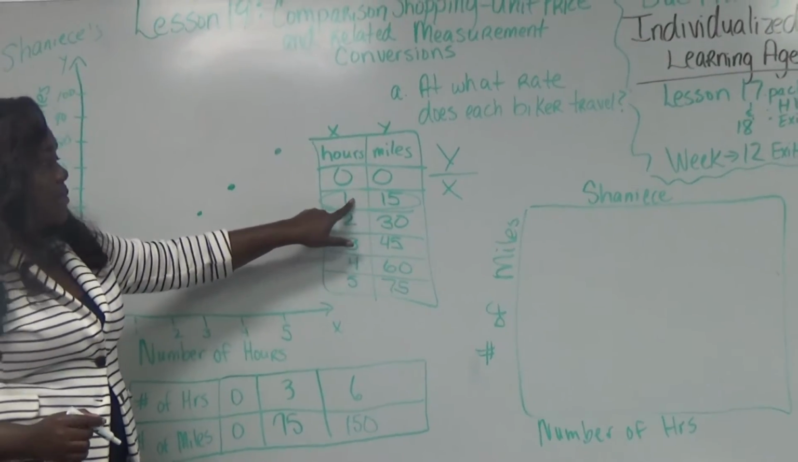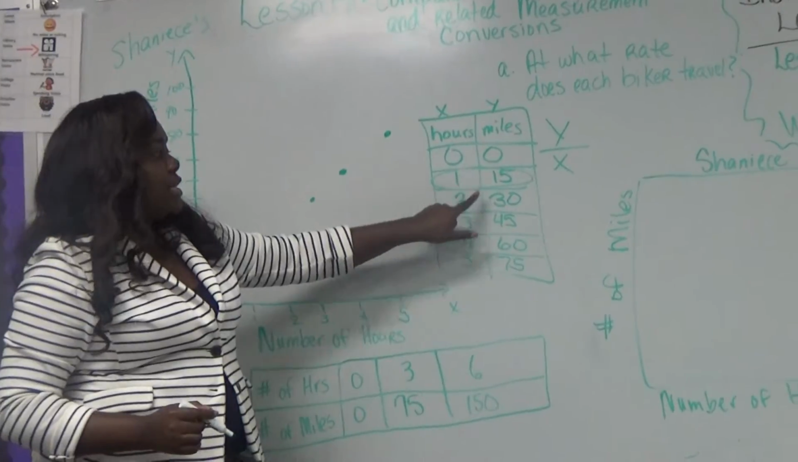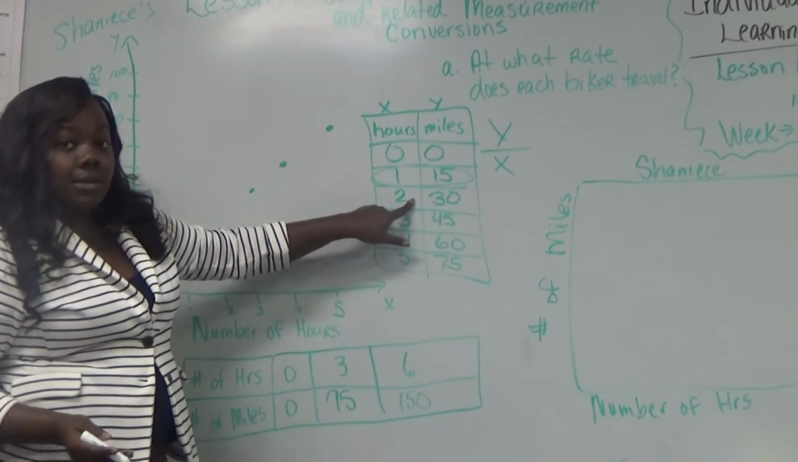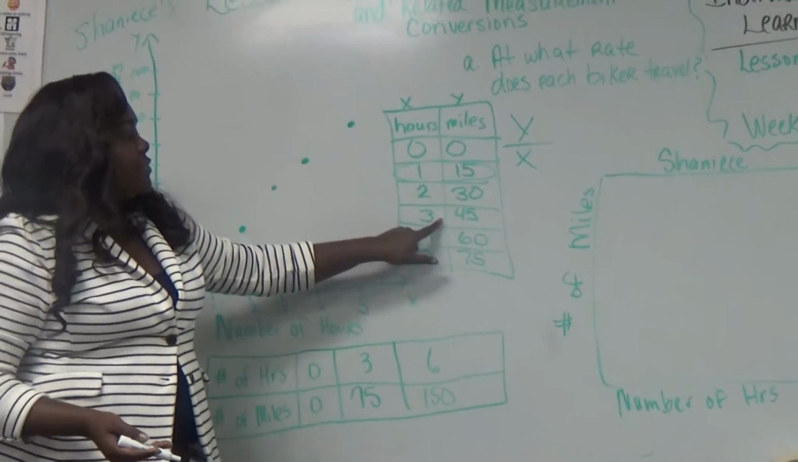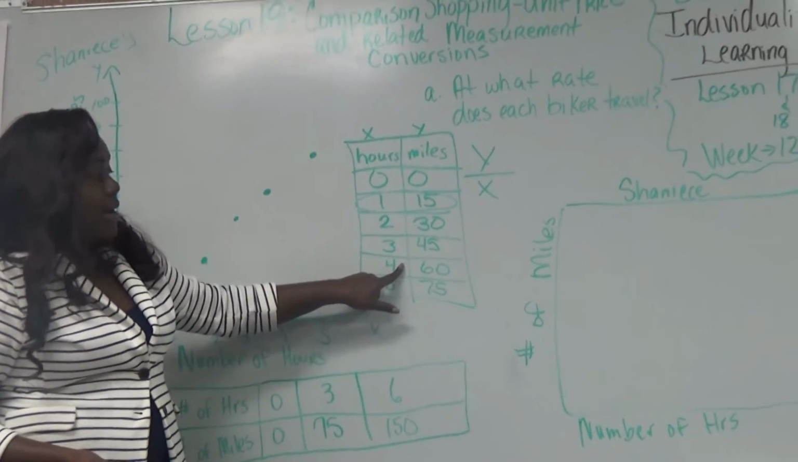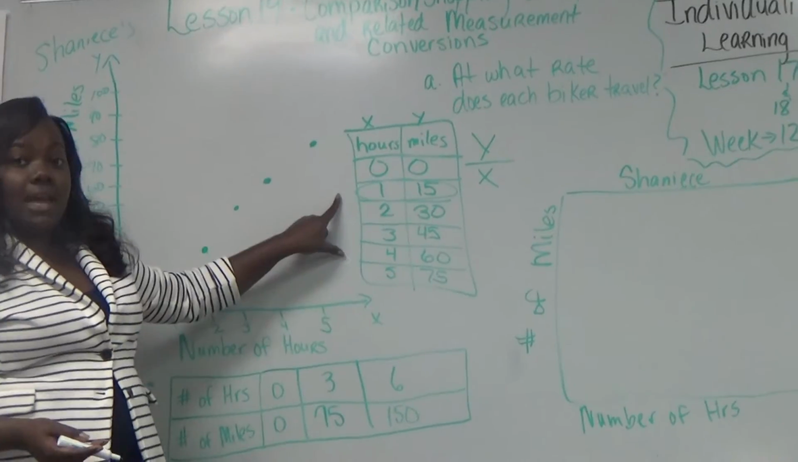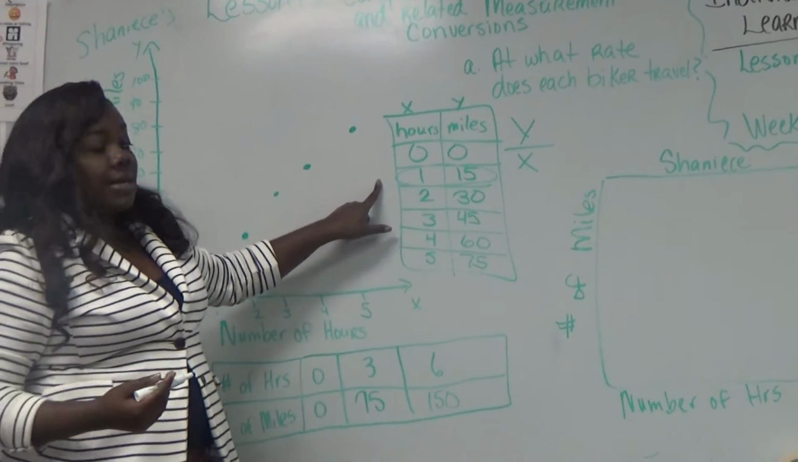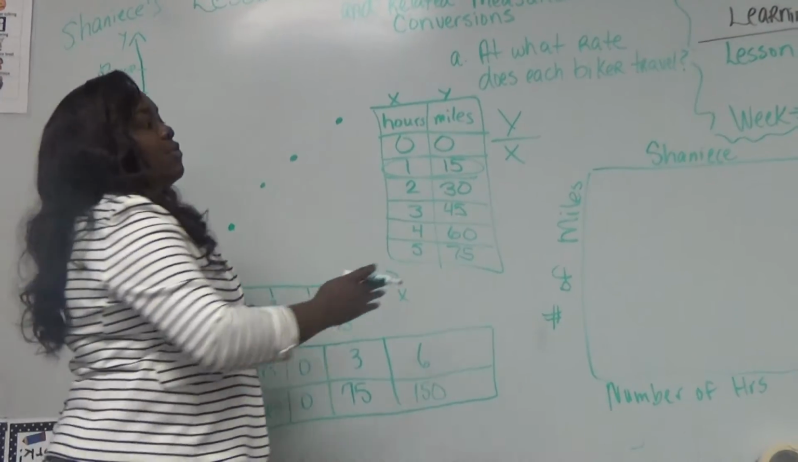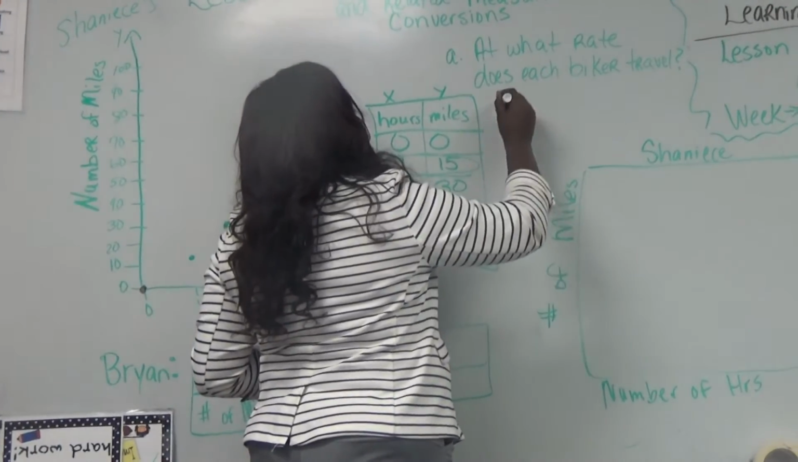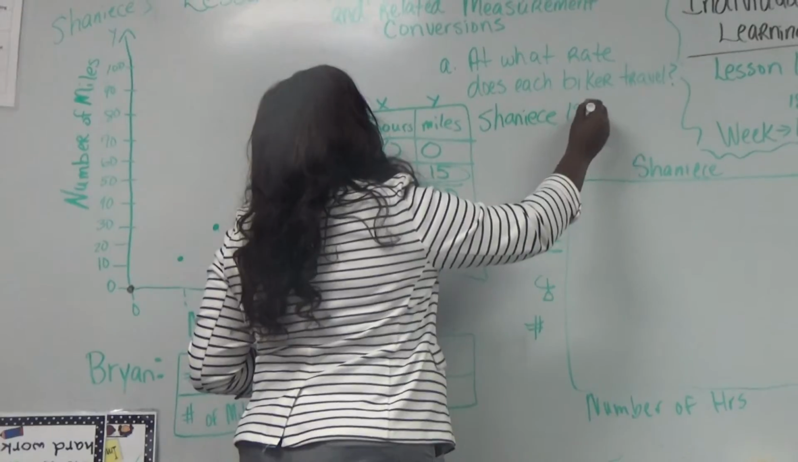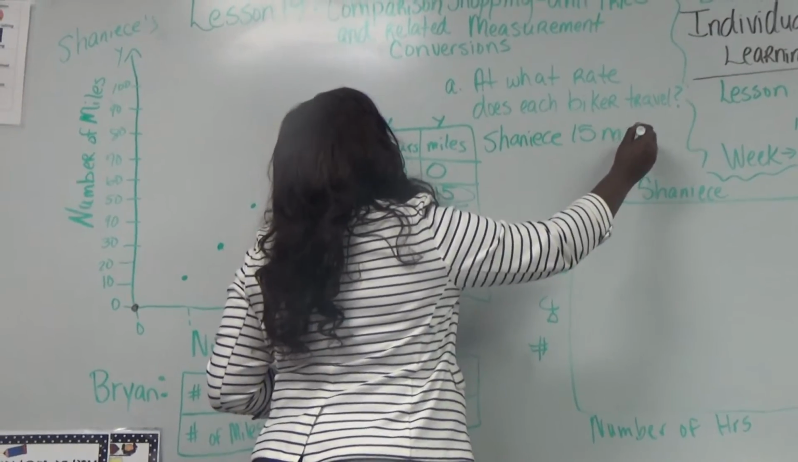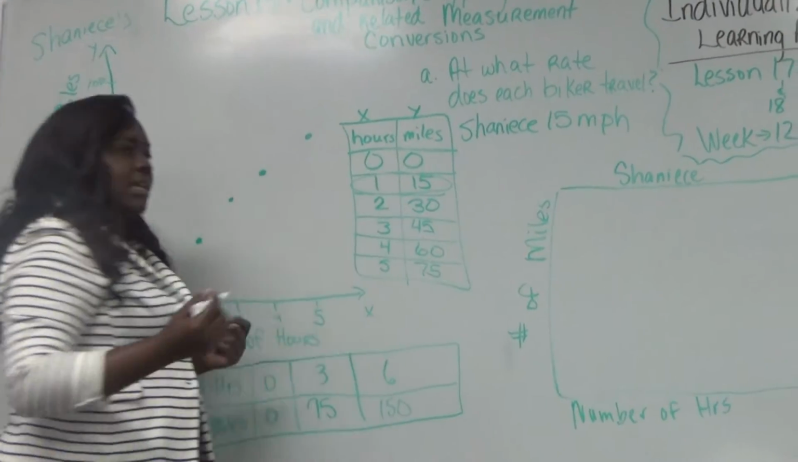So 15 divided by 1 is 15. 30 divided by 2 is 15. 45 divided by 3 is also 15. So if I divide y divided by x all the way down Shanice's table, I see that she's going at a rate of 15 what? Miles. Shanice is going 15 miles per what? Hour. Per hour.